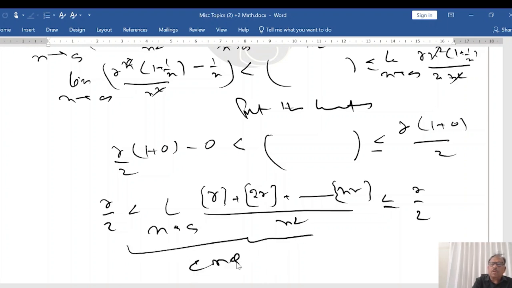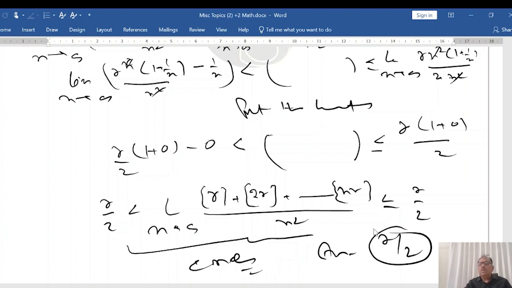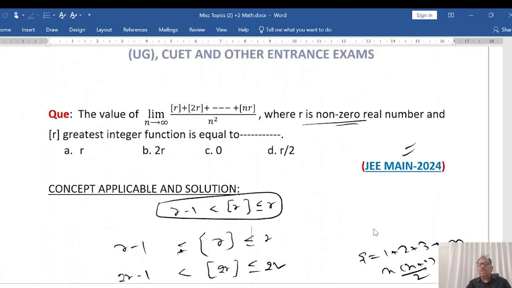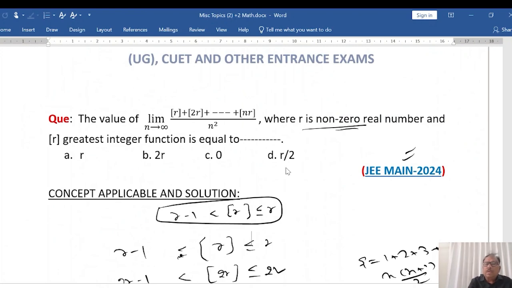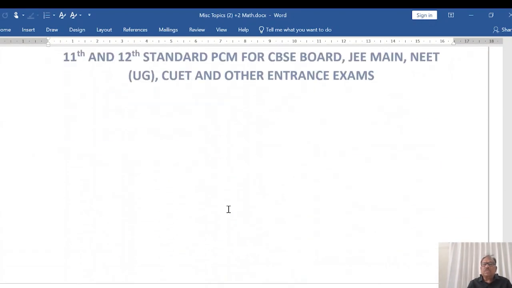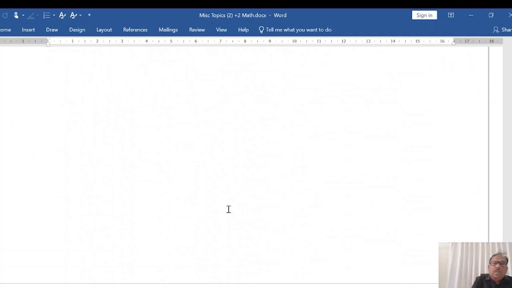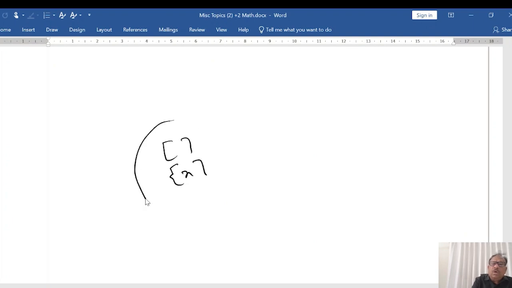Conclusion, answer will be r by 2. Answer will be r by 2. So correct answer is option D. Now, I have discussed in the earlier questions properties of greatest integer function, properties of the integral part, and all the basic concepts have been cleared.